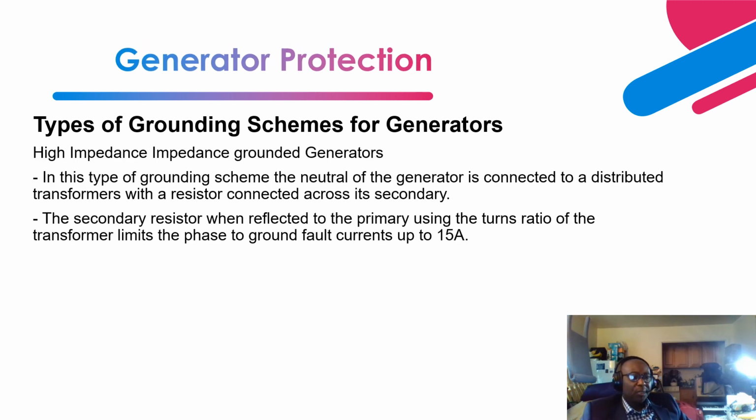Next is a high impedance grounding scheme. I've already made mention that we utilize a single phase distribution transformer at the neutral of the generator. And it goes through a turns ratio to limit the fault current to between 5 amps and 20 amps, typically about 15 amps.